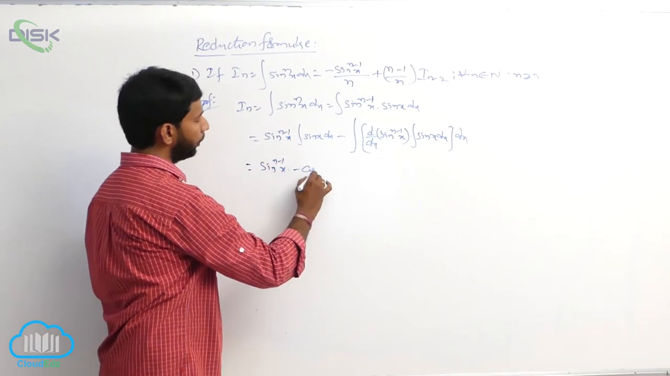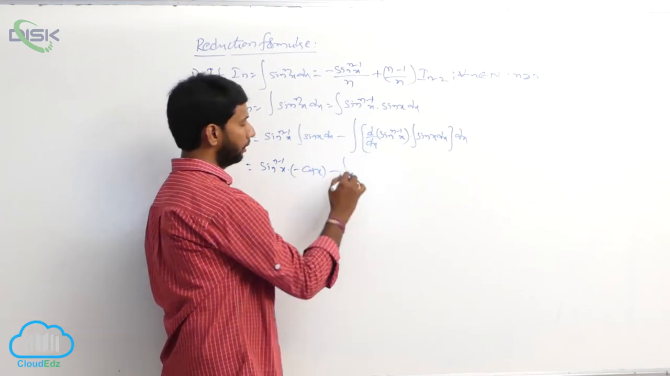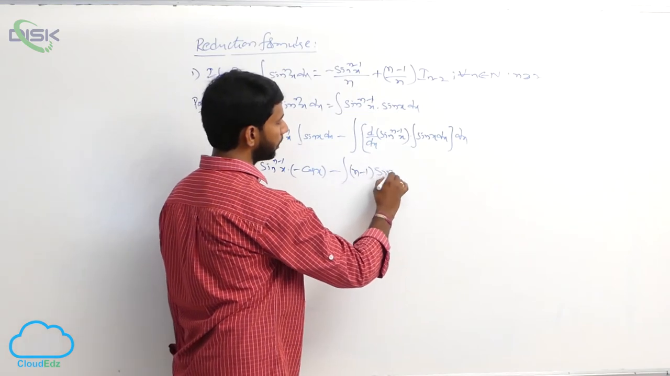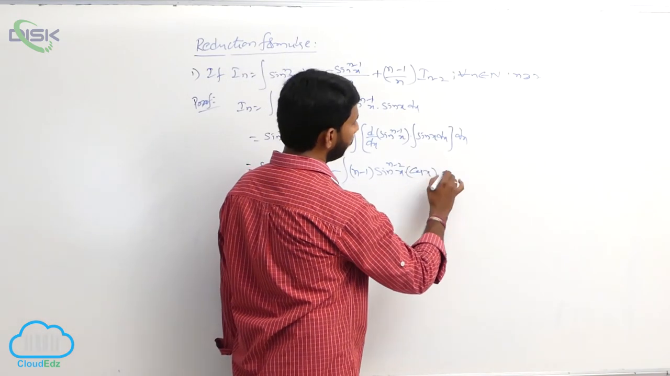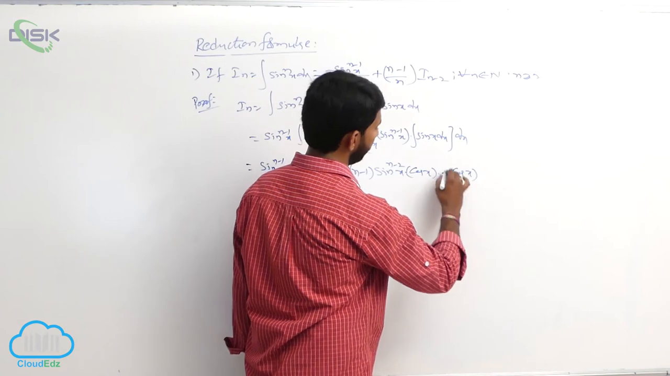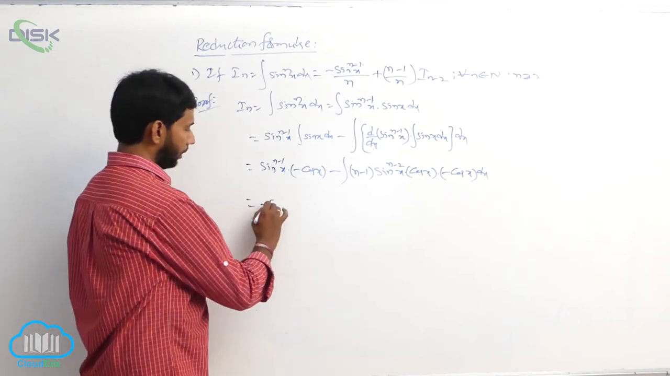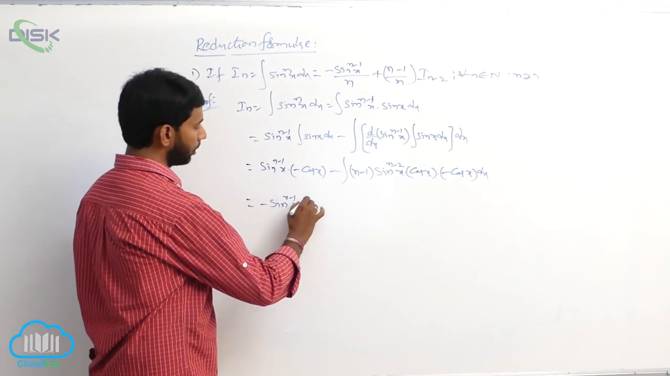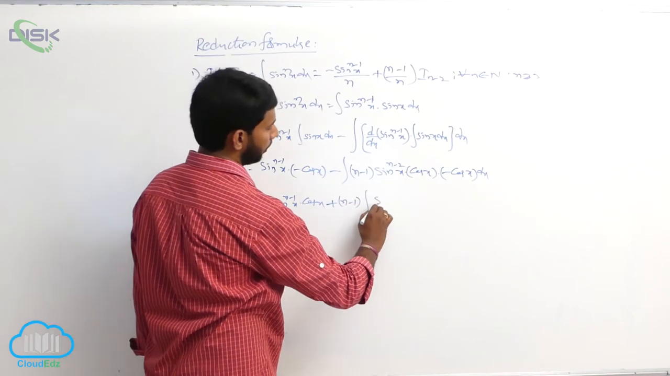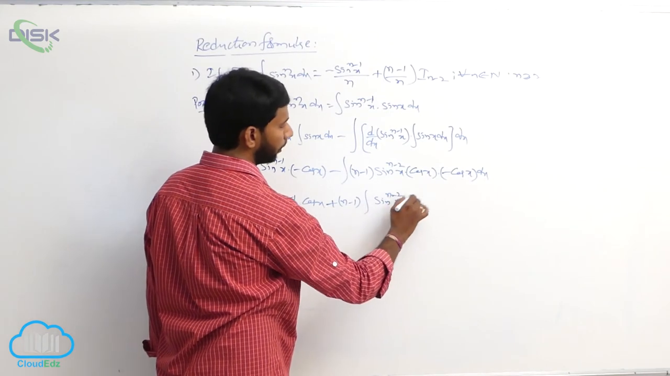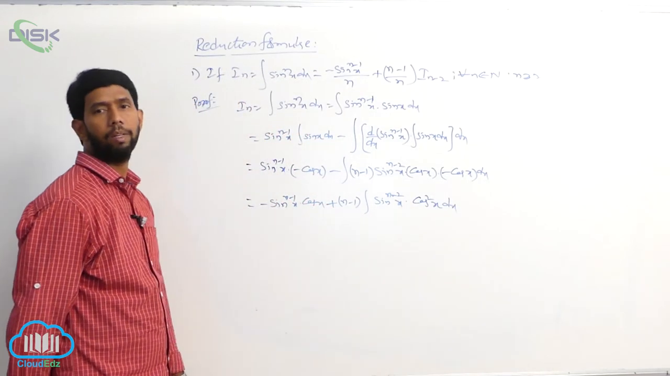Sine power n minus 1 x into minus cos x, minus integral of, this is of the form derivative of x power n, that is n into x power n minus 1, that is sine power n minus 2 x, and derivative of sine x is cos x, into integral of sine x, which is minus cos x dx. That is minus sine power n minus 1 x into cos x. Here minus of minus is plus, n minus 1 is constant taken outside, sine power n minus 2 x into cos x into cos x, whose value is cos square x dx.